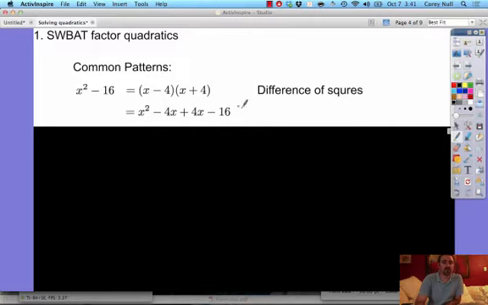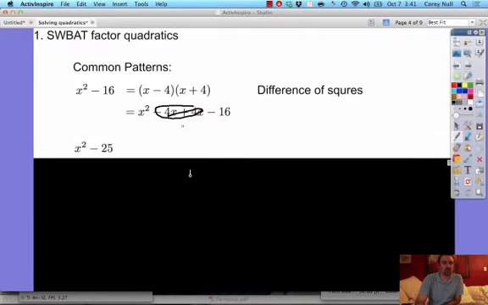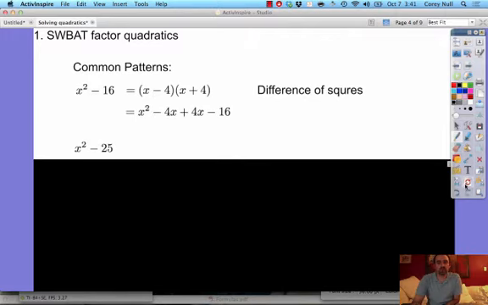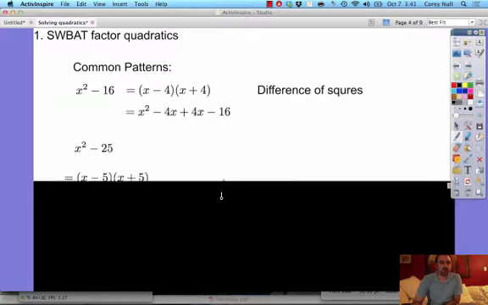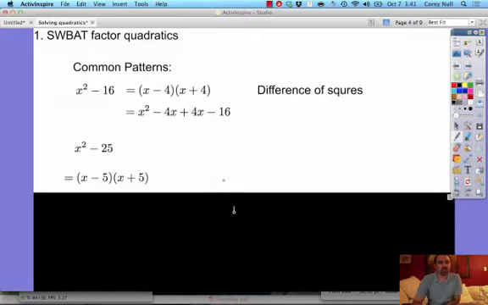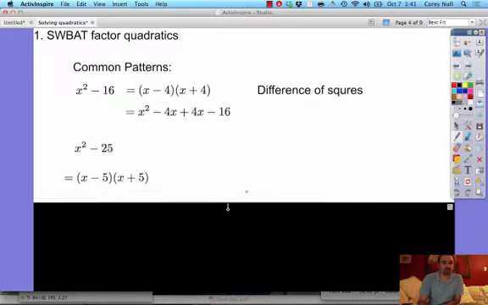I can FOIL it out to see that indeed it does work. Firsts, outsides, insides, lasts. You notice that negative 4x plus 4x, these two go away, just like I thought they should. Okay, here's another one. Try this one for a second, pause the video, and then come back to it when you're done. Okay. All right, so you've finished it, unpause it. Your answer should be negative x minus 5 times x plus 5.